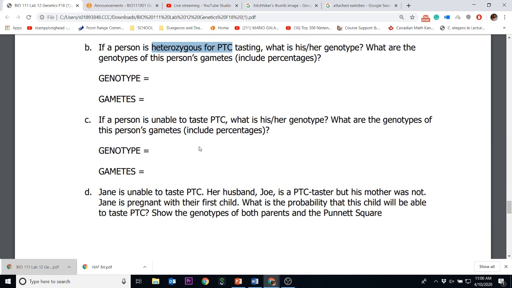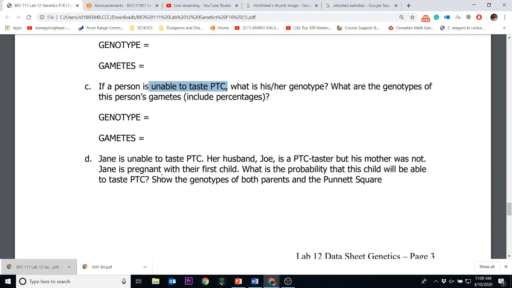Now, so I showed you the first two. You should be able to do C. It's talking about unable to taste, right? So it has to be homozygous recessive. And then you can do this one too.